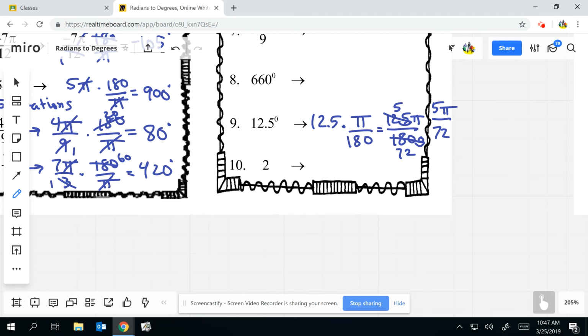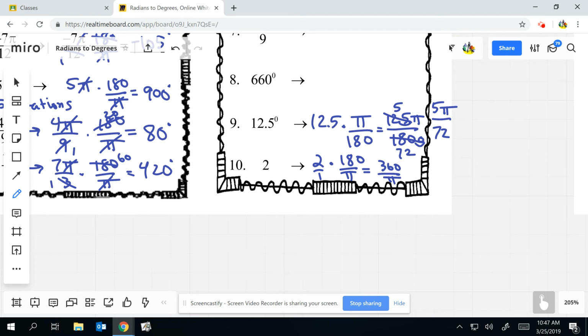So you want to take your 2 and you want to multiply it by the 180 over pi. You want to go 2 degrees. Well, there is no pi to cancel out here. So if I was to multiply across, if I put a 1 under that, I would get 360 on top, and I would get pi on the bottom. Is that a good answer? 360 over pi degrees? No.